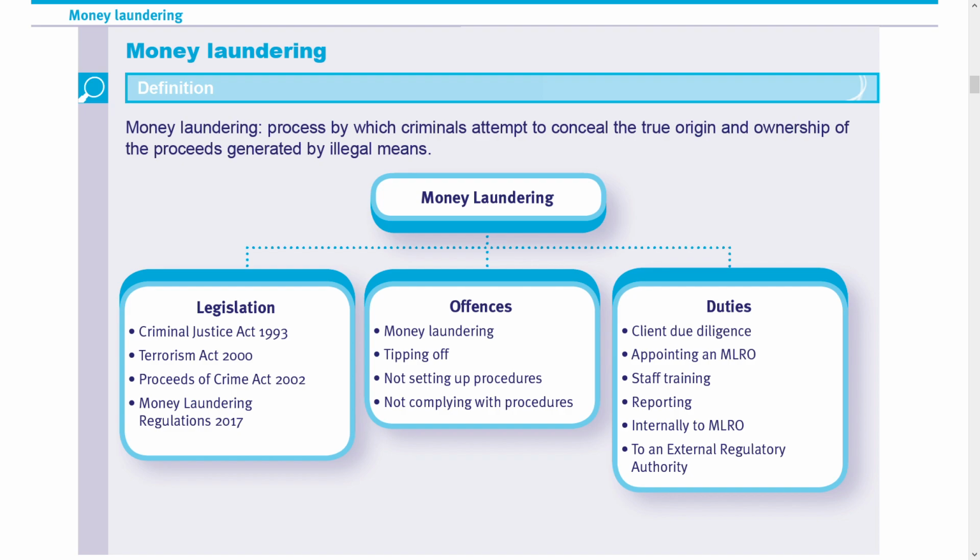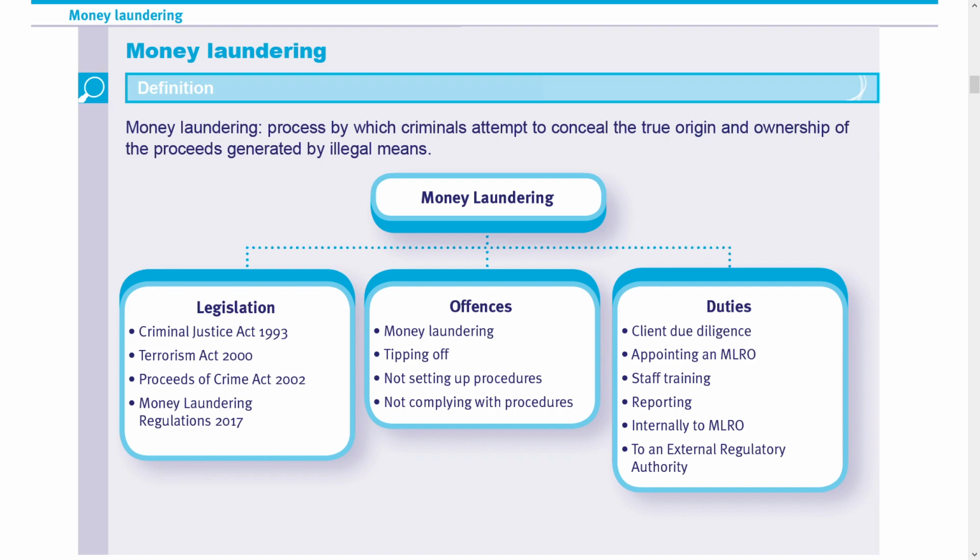Okay. So money laundering has legislation that deals with it: Criminal Justice Act 1993, Terrorism Act 2000, Proceeds of Crime Act 2002, and the latest is Money Laundering Regulations 2017. So you are supposed to know the latest, Money Laundering Regulations 2017.